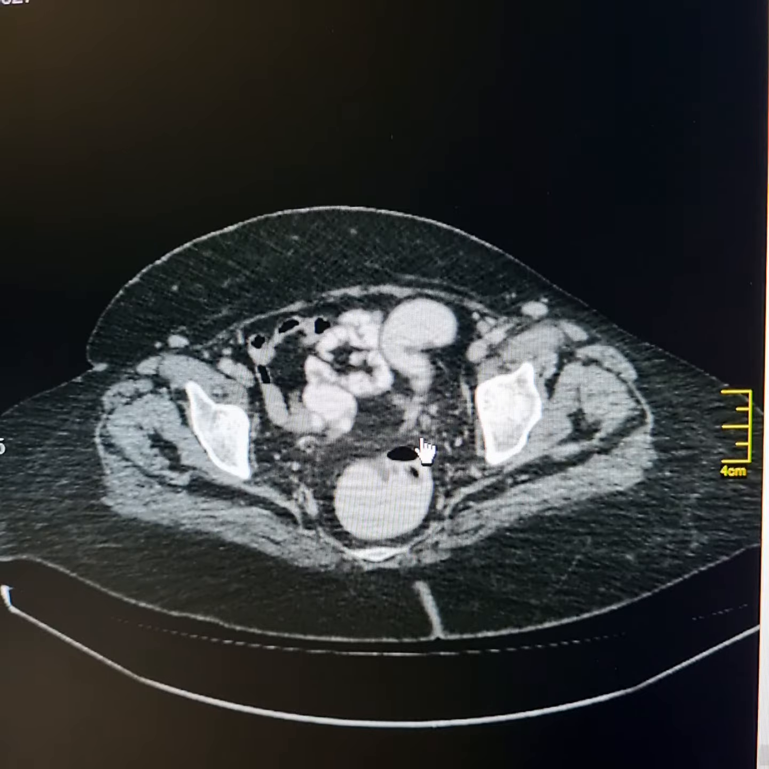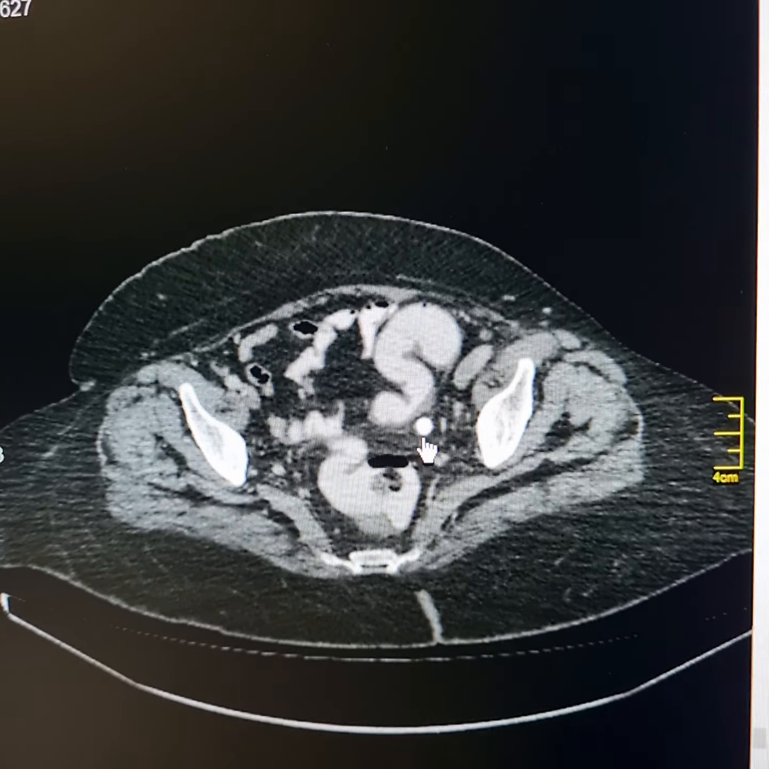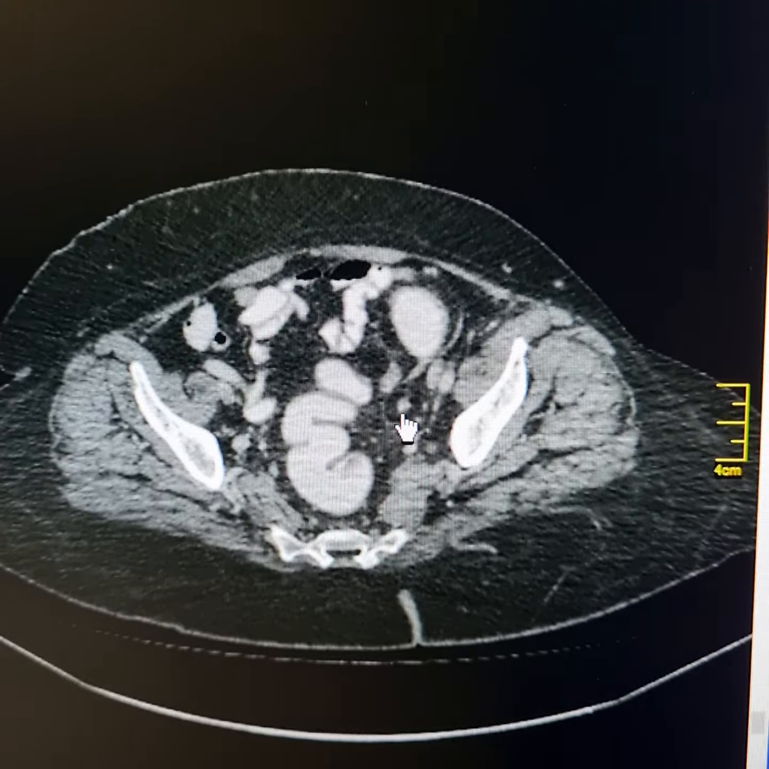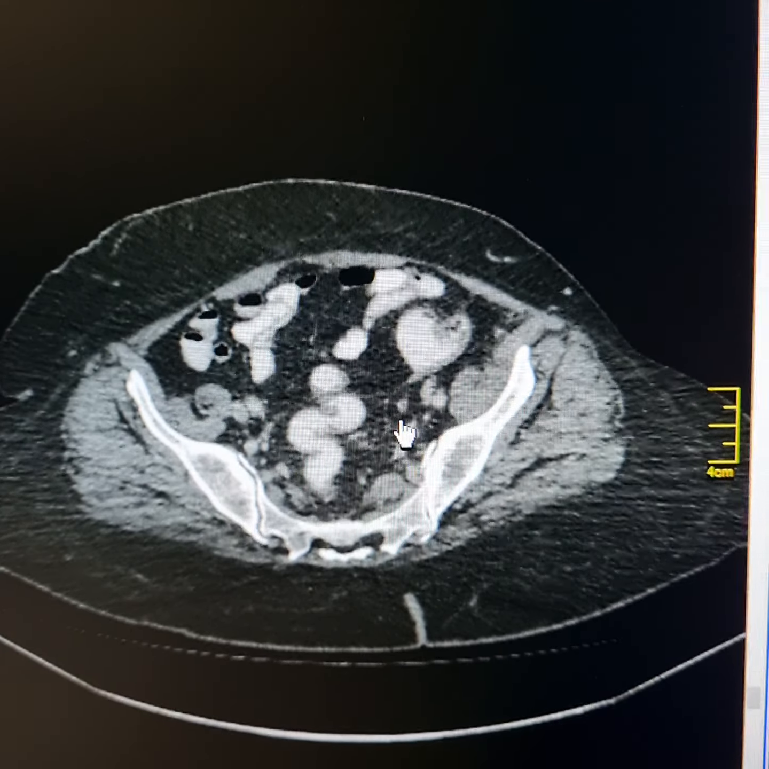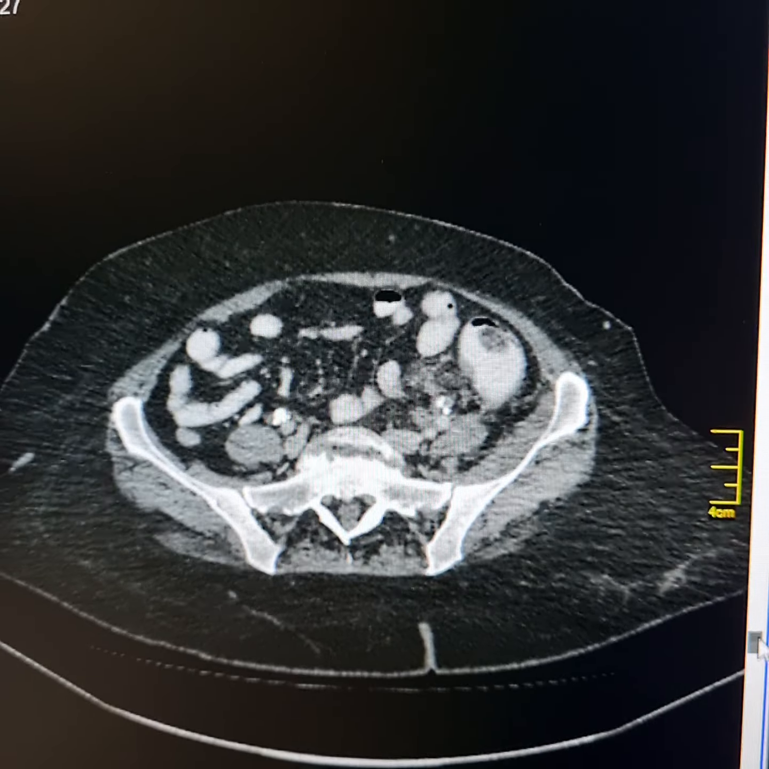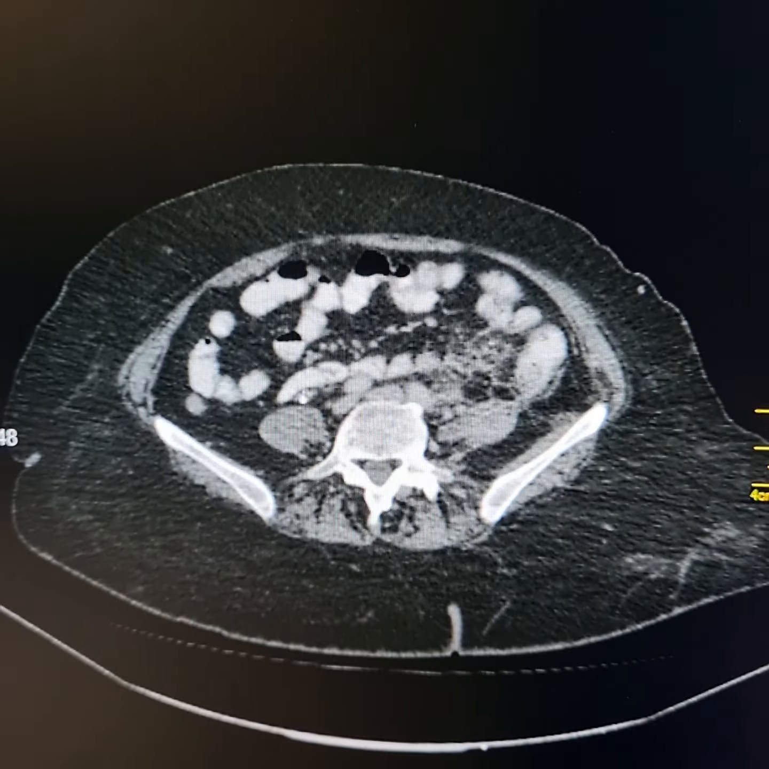This is a calculus in the pelvic part of left ureter. Now this is the left ureter when I trace it upwards. Per rectally introduced contrast medium.